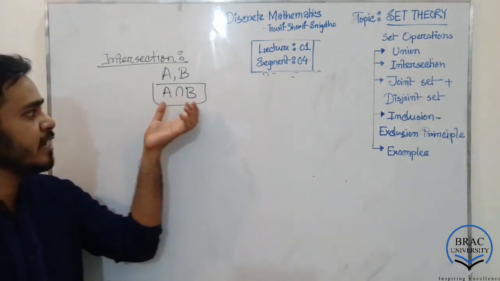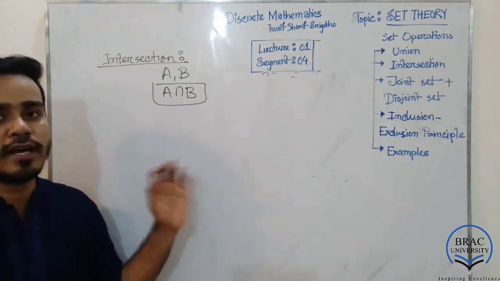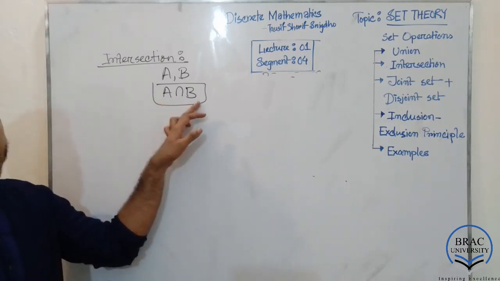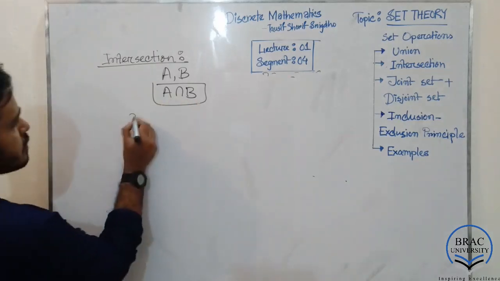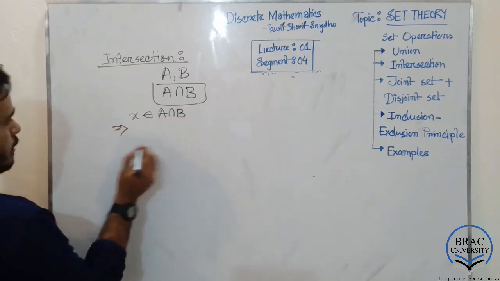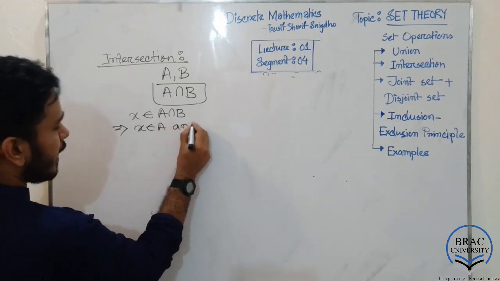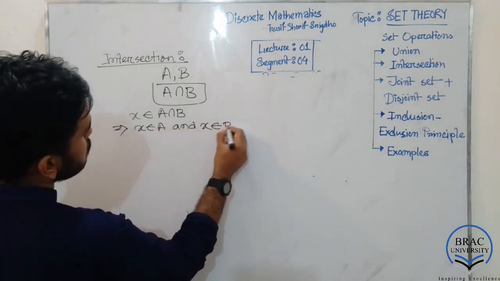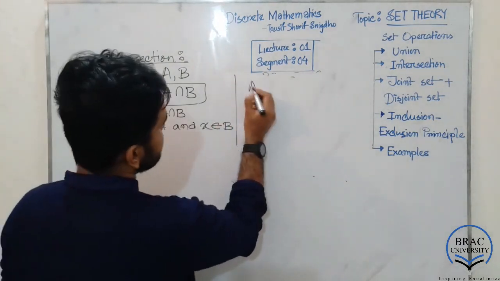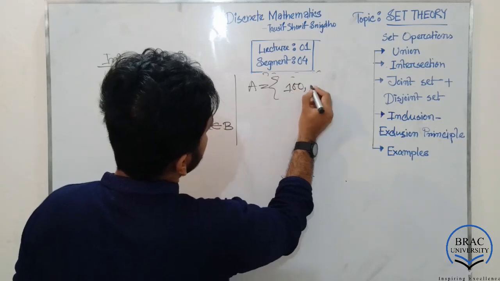I repeat, A intersection B refers to a set that contains all of the elements that belong to both set A and set B. So, if someone claims X belongs to A intersection B, it implies that X belongs to A and X must belong to set B.